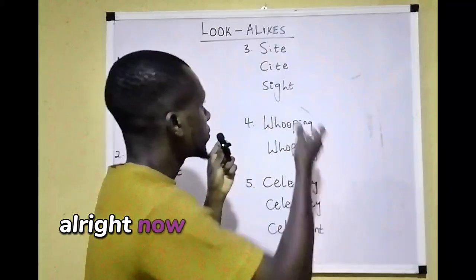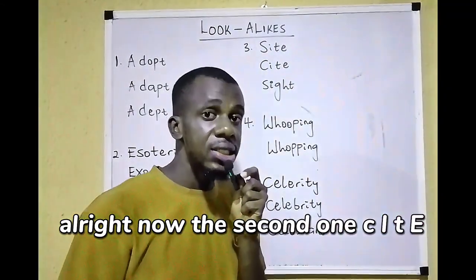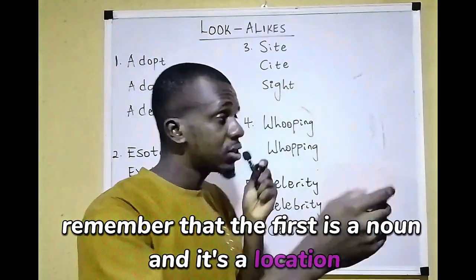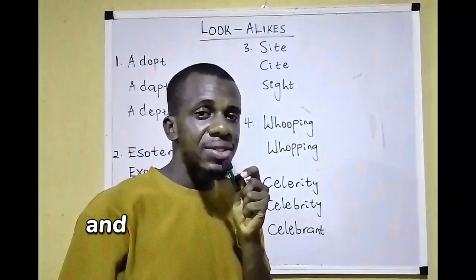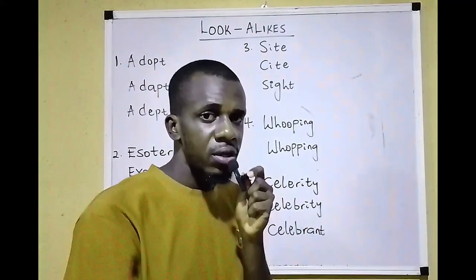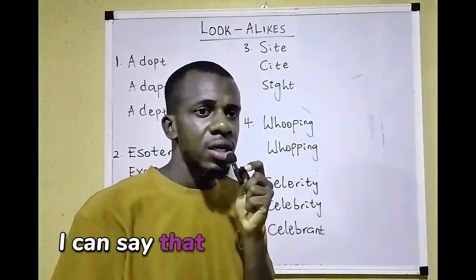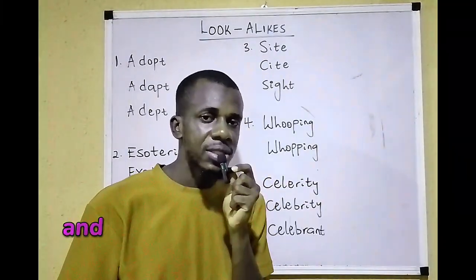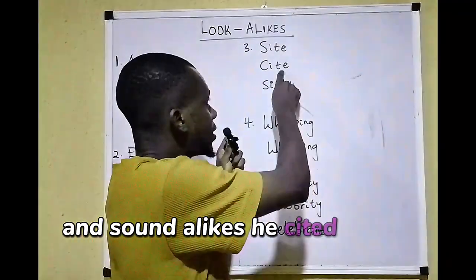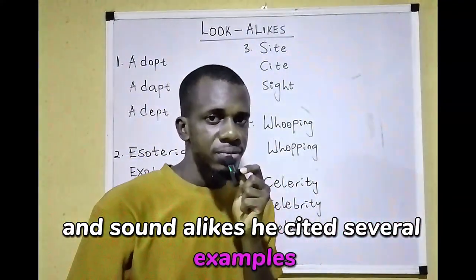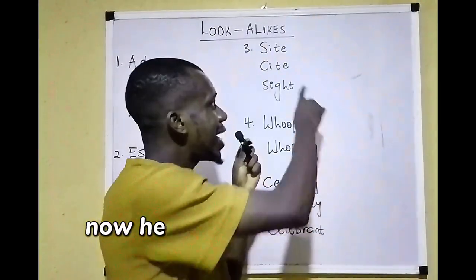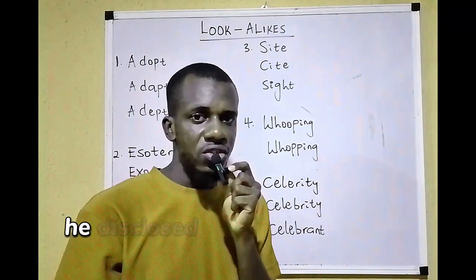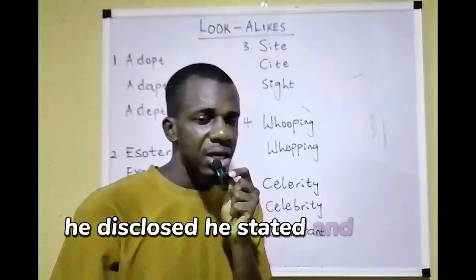Now the second one, CITE, is a verb. Remember that the first is a noun and it's a location. The second is a verb and it simply means to make mention of. So I can say that during the course of Mr. Techno's teaching on lookalikes and soundalikes, he cited several examples. Do you get that now? He mentioned, that's the meaning of cite. He mentioned, he disclosed, he stated, and so on.